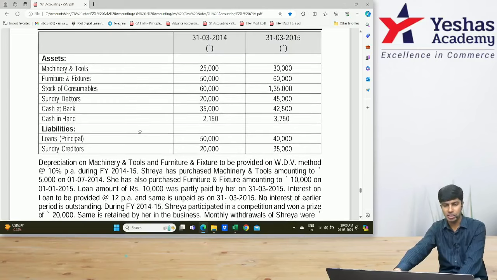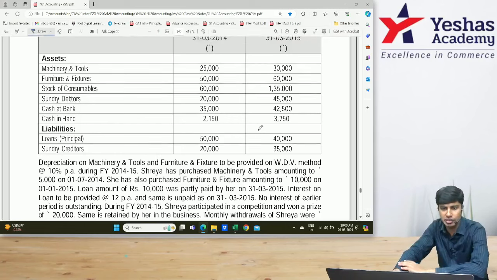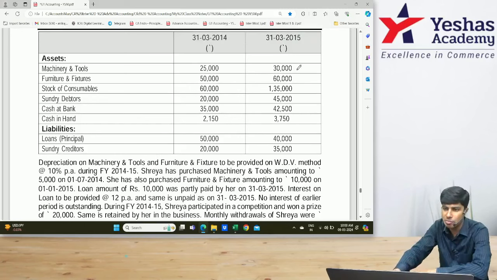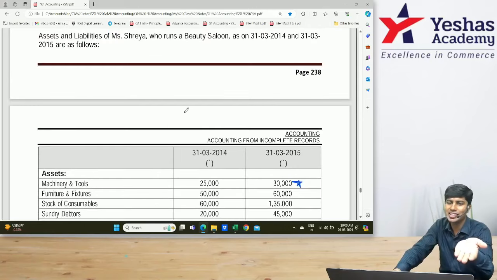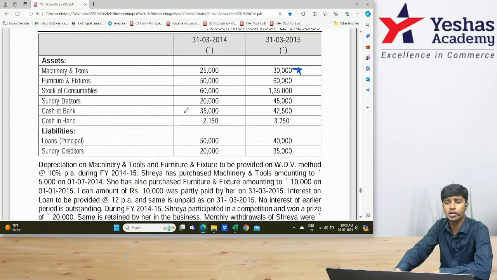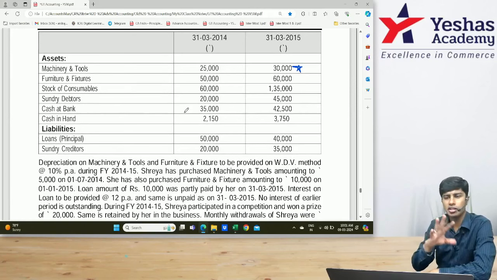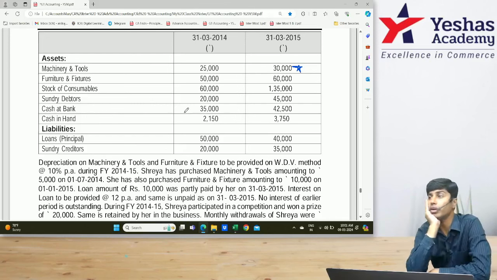Depreciation on machinery and tools, furniture and fixtures are to be provided at what rate? Whatever is given here for machinery and tools is before depreciation. Why? Shreya knows how to do makeup, but doesn't know how to do depreciation. Sir, then how did it come to 30,000? 25,000 of tools and machinery was there in the beginning. She purchased tools worth 5,000. She added 5,000, made it 30. She forgot to provide depreciation.